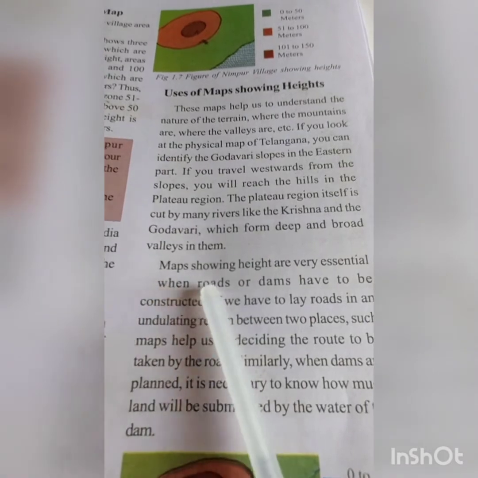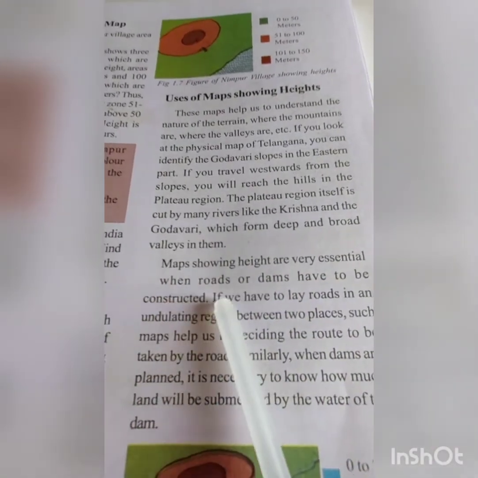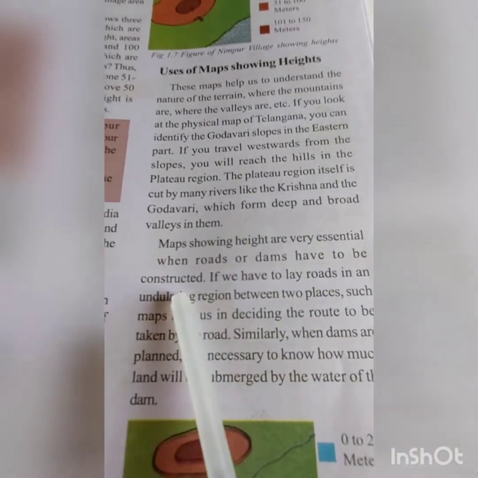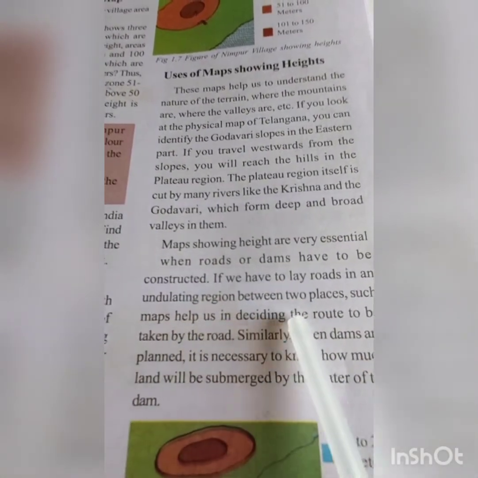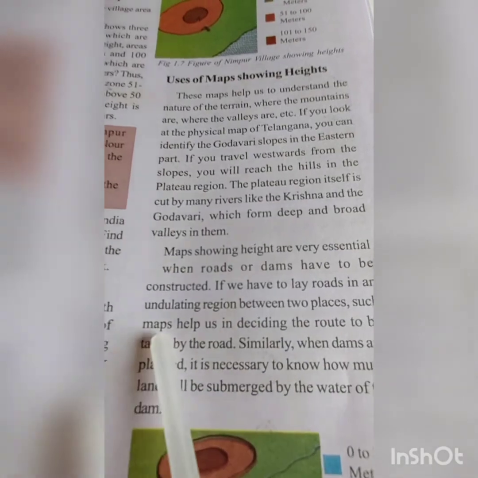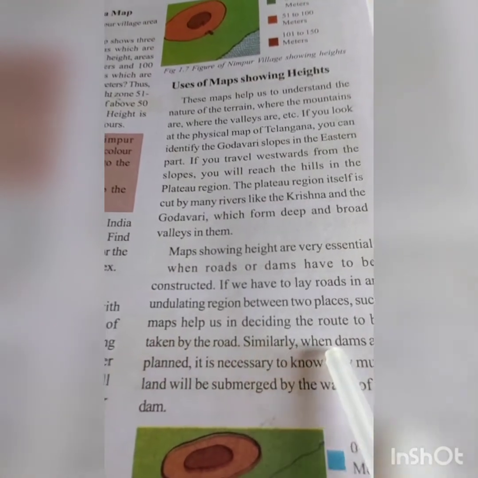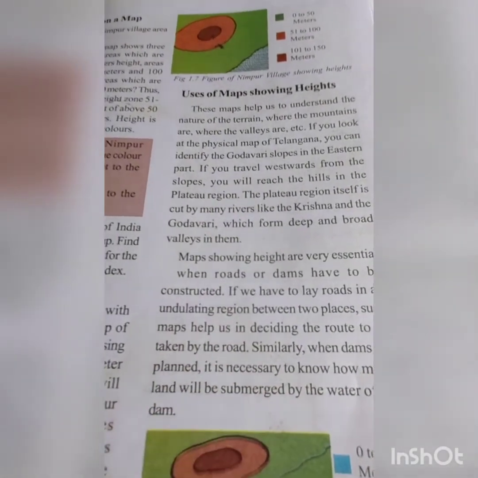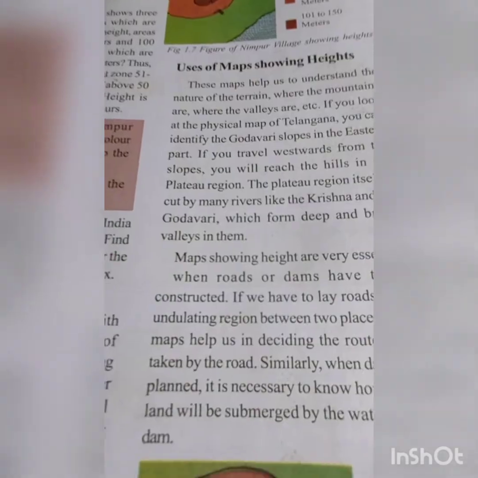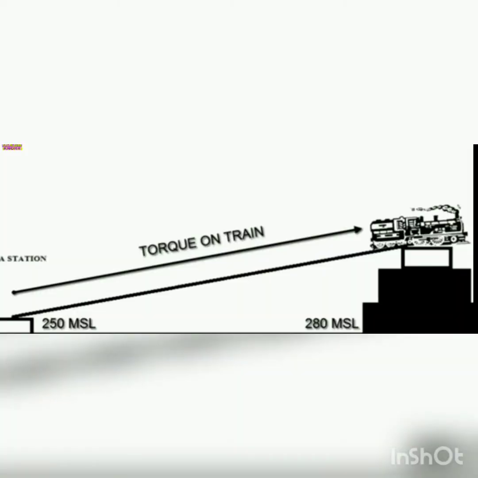For what reasons? When roads or dams are constructed, if we have to lay roads in an undulating region between 2 places, such maps help us in deciding the route to be taken by the road. Similarly, when dams are planned, it is necessary to know how much land will be submerged by the water of the dam. And now look here, children, in this diagram they have given you 2 stations.